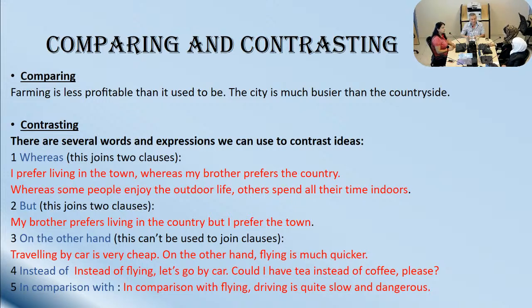The second one is but, which also joins two clauses. My brother prefers living in the country, but I prefer the town. Number 3, on the other hand, which can't be used to join clauses. Traveling by car is very cheap. On the other hand, flying is much quicker. 4, instead of. Flying, let's go by car. Could I have tea instead of coffee, please? And the last one is in comparison with. In comparison with flying, driving is quiet, slow, and dangerous.